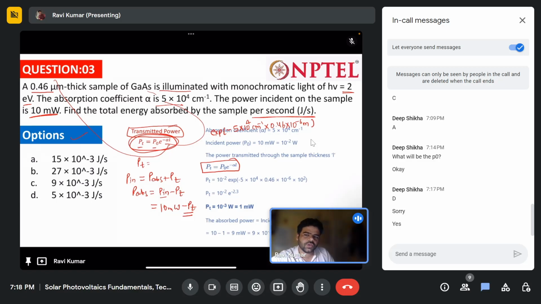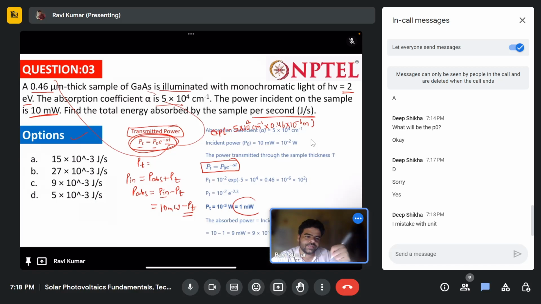Okay, okay. So you got it 9, right? Okay. So if you solve it, you will get 1 milliwatt. And if we just subtract, okay, then it's fine. So from 10 milliwatt, we will subtract 1 milliwatt, then we will get 9 milliwatt. Yes, C is the answer.